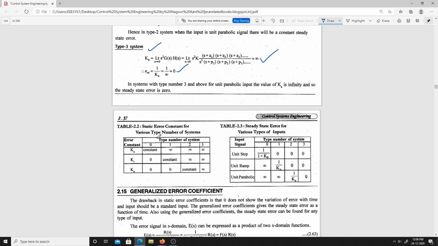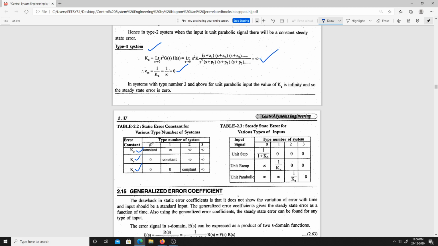So here we are having a tabular column for the values obtained so far. One table is for static error constants, for various type number systems. So here we have the error constants, that is kp, kv and ka: positional error constant, velocity error constant, and acceleration error constant, and type numbers type 0, type 1, type 2, type 3.